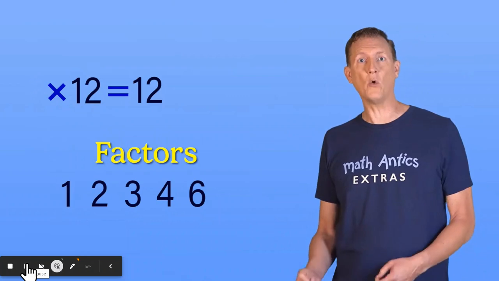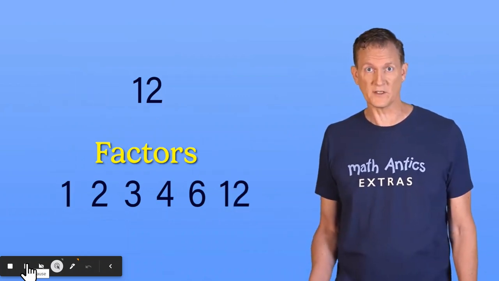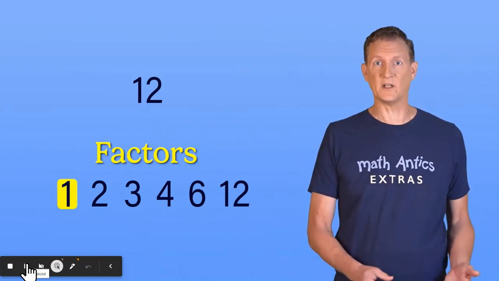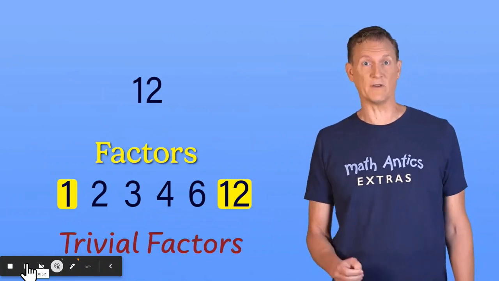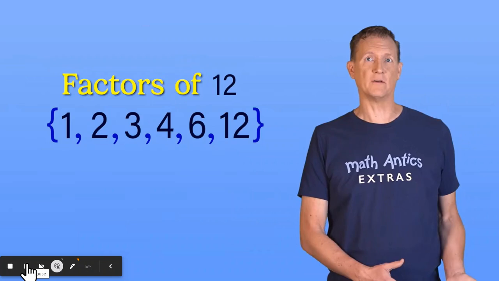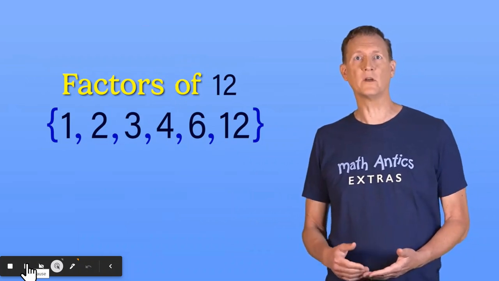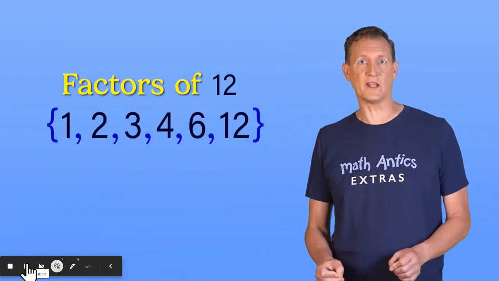That means that 1 is always a factor of any number, and the number itself is always one of its own factors. Those factors, 1 and the number itself, might seem just a little too easy to find, which is why they're called trivial factors. So now we have a list of all the possible factors of 12. 1, 2, 3, 4, 6, and 12. Those are the only whole numbers that can be multiplied together to get 12.